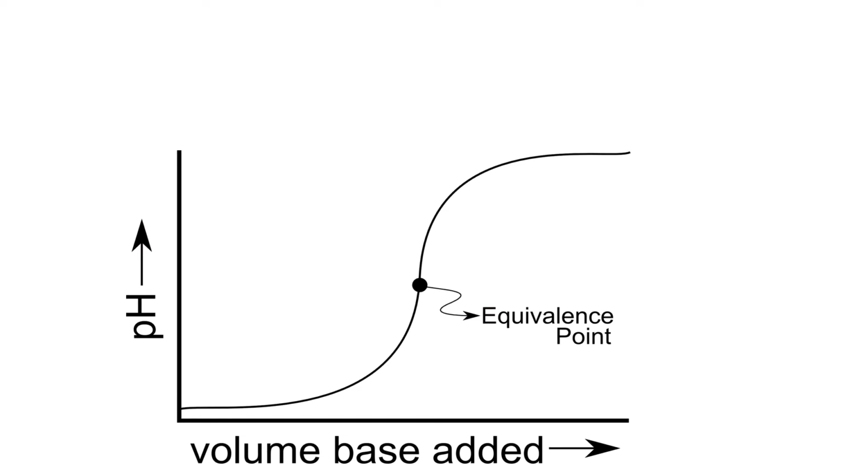All right. Here's a graph of what happens. As you add base, as you're shooting base at the aliens, it stays an acid until the point where all of that acid is gone.